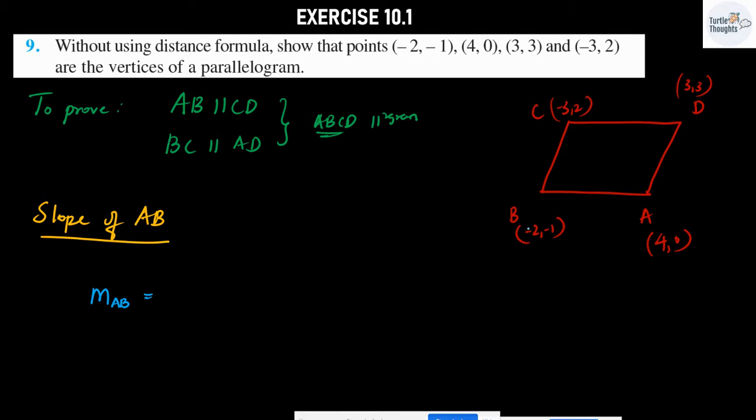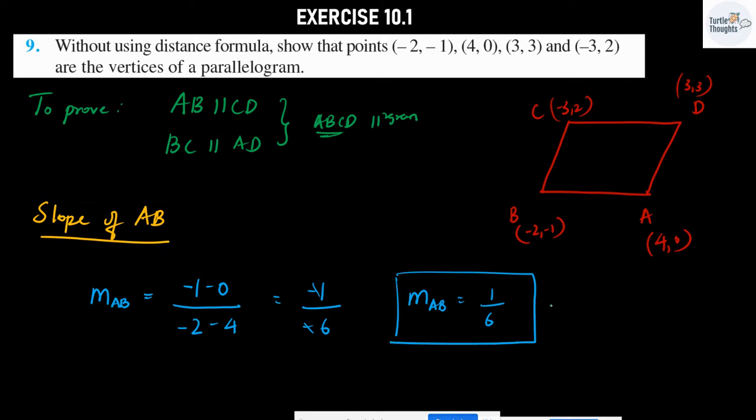So in this case, I will be considering this as x1 y1, this as x2 y2. So y2, which is minus 1 minus 0 whole divided by x, which is minus 2 minus 4. Yes. So the answer here is going to be minus 1 divided by minus 2 minus 4. I will be getting as minus 6. Minus and minus I can cancel. So I can write the slope of line AB is how much? It is 1 by 6. Equation number 1.